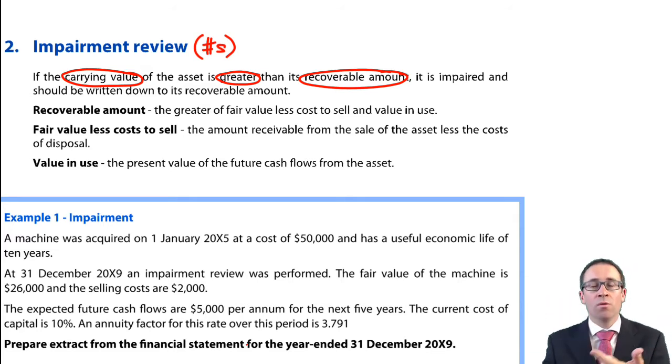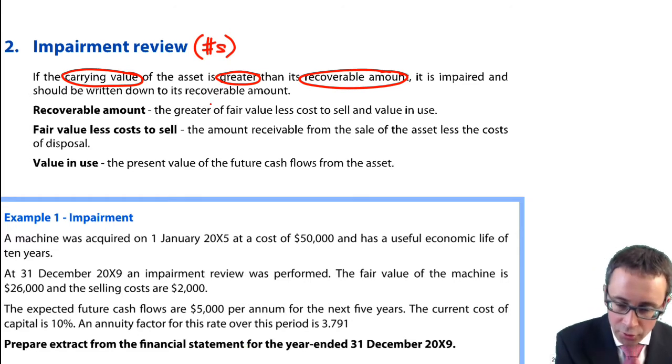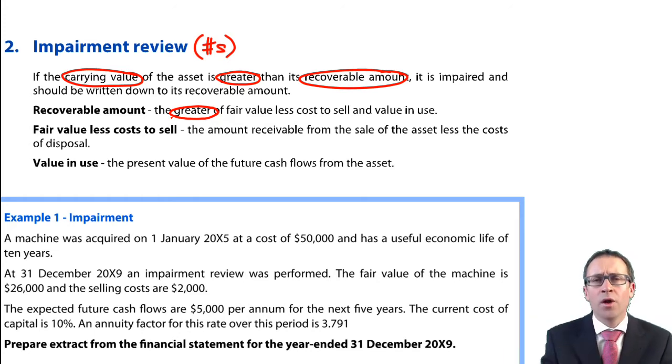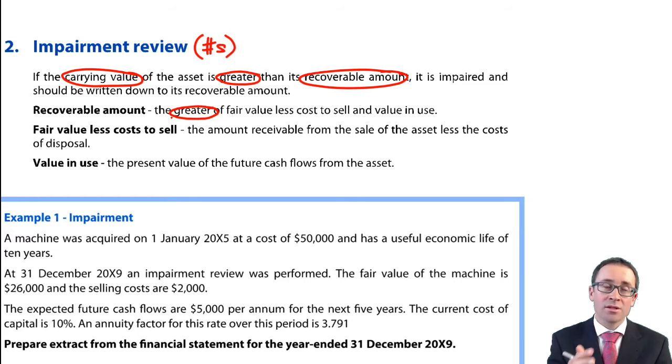And what we need to do is look at the worth if we carry on using it, and the worth if we sell it. So that's what the recoverable amount looks at. It looks at the greater of the fair value less cost to sell and the value in use. The fair value less cost to sell is the amount we generate from selling it. The value in use is the amount we get from using it in the future. So what net cash inflow does it produce if we use it into the future? Well, we'll have to be specific over what time period. I think the standard specifically goes through and looks at a period of 5 years, but that's, I think, beyond the scope of what we have here.